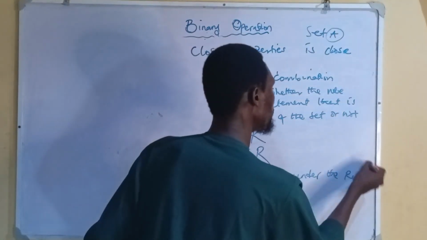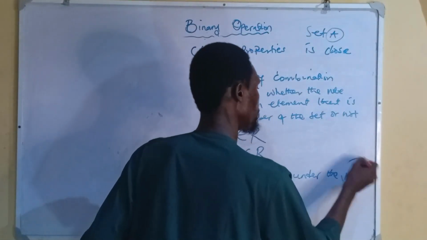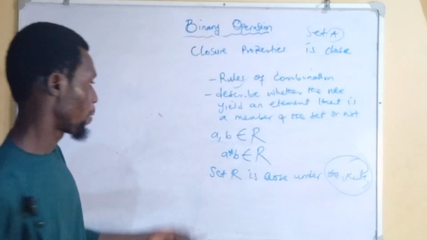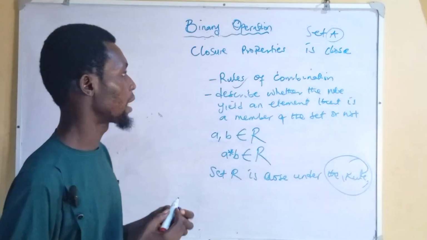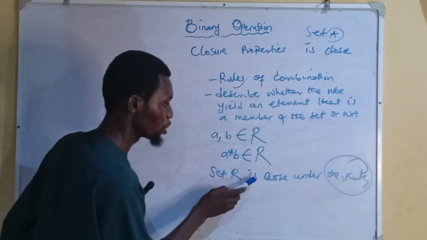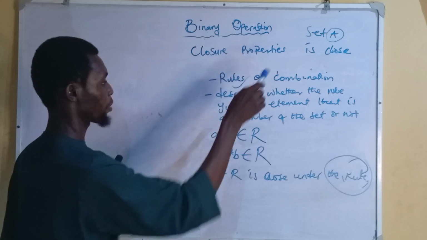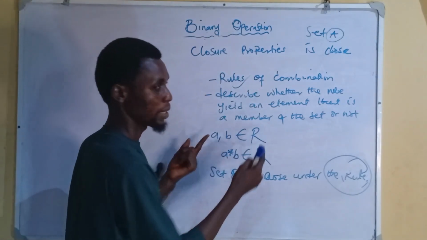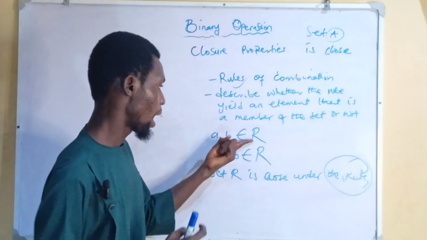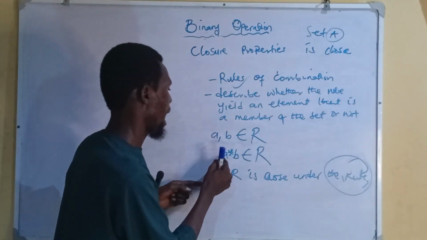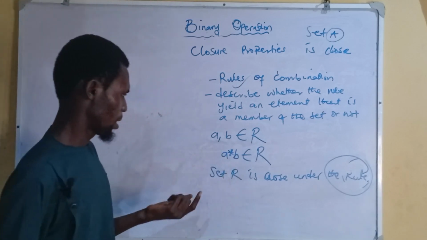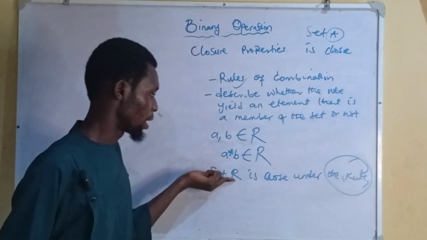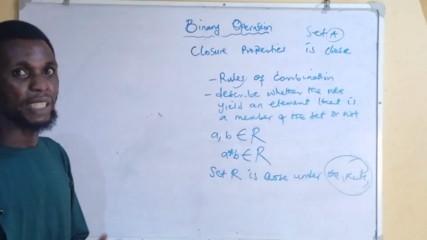You remember that when we talk about the rules, in this case, we are looking at the binary operation. The binary operation is the rule of combining two elements of that given set. So we say set R is closed under the rules, that is, under the binary operation. I say I've been given A and B as members of a particular set R, and after my combination, I also notice that the result I got is also a member of this particular set. So set R is closed.